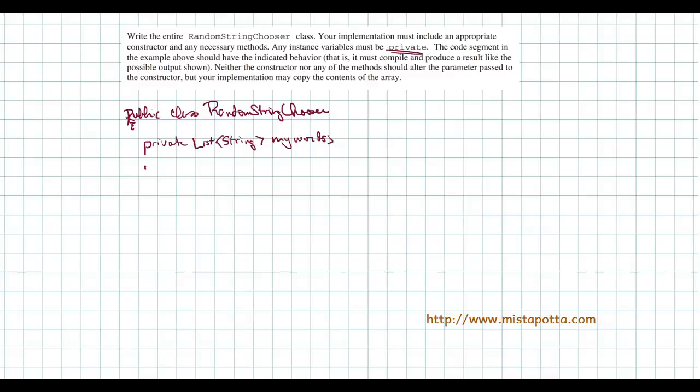So we're going to have our constructor now. So public random string chooser with one parameter. We're going to have a string array of words. Now, it really doesn't matter how we put these elements into our array list. All that really matters is that we get them all in. So first thing I'm going to do is instantiate this variable. So I'm going to say that my words is going to get a new array list of type string.